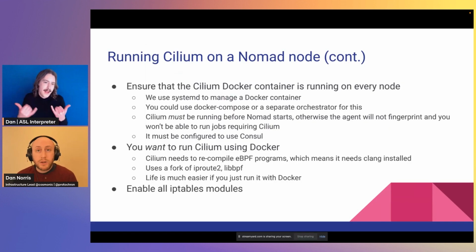And lastly, we need to make sure we actually run Cilium everywhere. Again, I mentioned that we happen to use systemd, and we run Cilium as a Docker container and just as a systemd service. If you wanted to, you could use Docker Compose on that system. You could run a Docker container as a daemon, and it would restart when the system restarts. But the important part is that Cilium must run before Nomad runs. I can't emphasize that part enough. Your tasks will not run if you're running a CNI and it is not up, because the agent will not know that the CNI is there, and you will not be able to run anything.